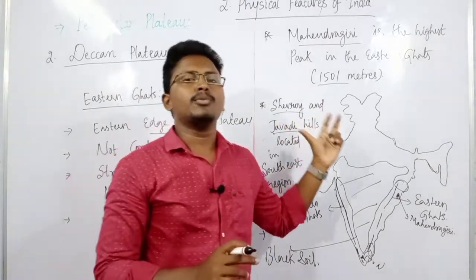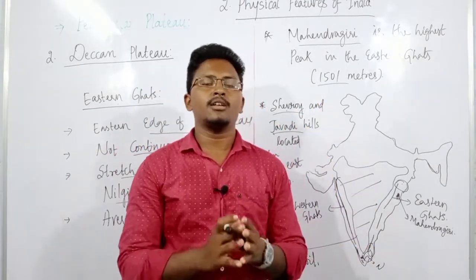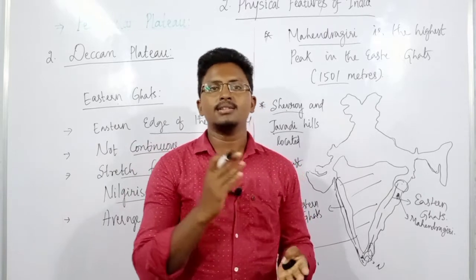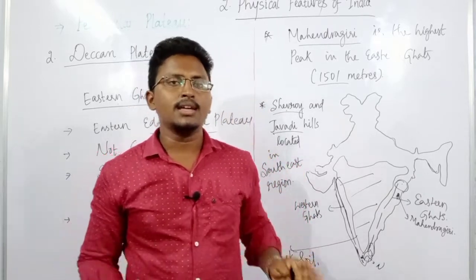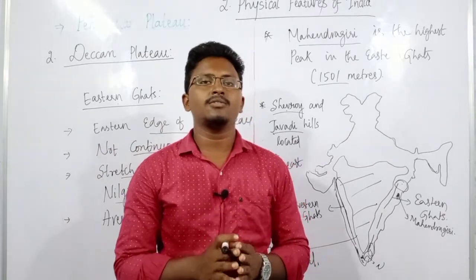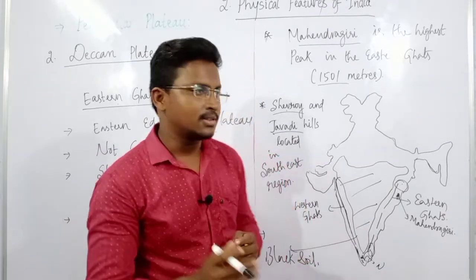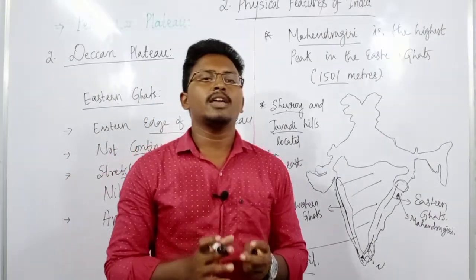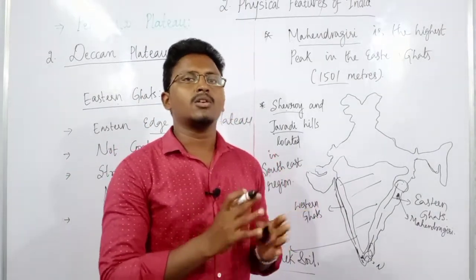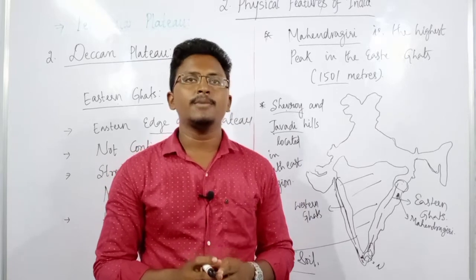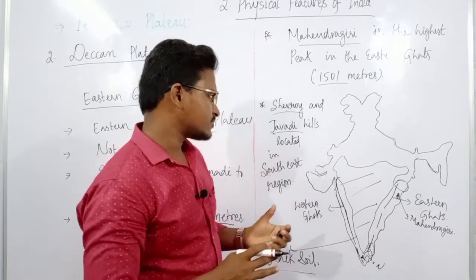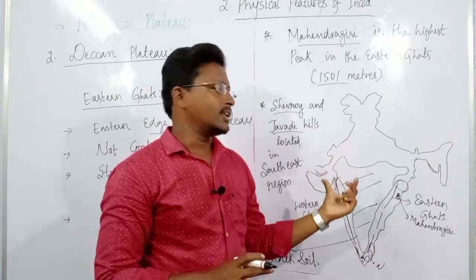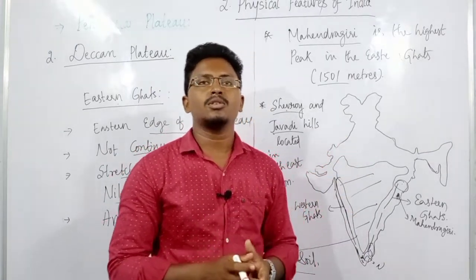the other very important feature of this entire peninsular plateau, about which we have discussed Central Highlands and Deccan Plateau together, is that it is made up of black soil, which is ideal for the growth of cotton, and at the same time it is also very fertile. That is why the peninsular plateau is a region highly suitable for the growth of cotton.